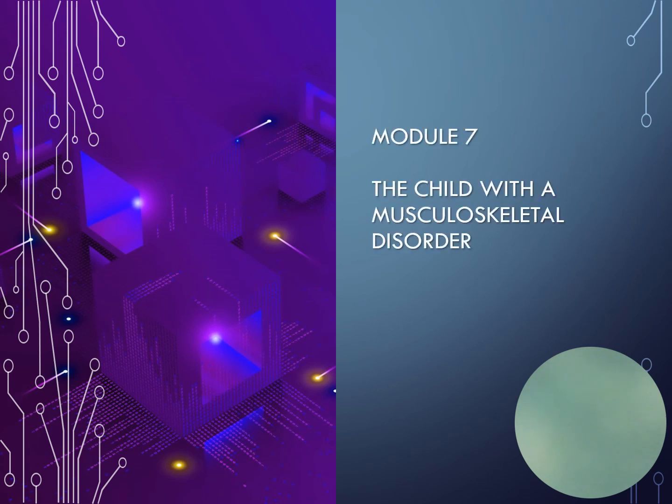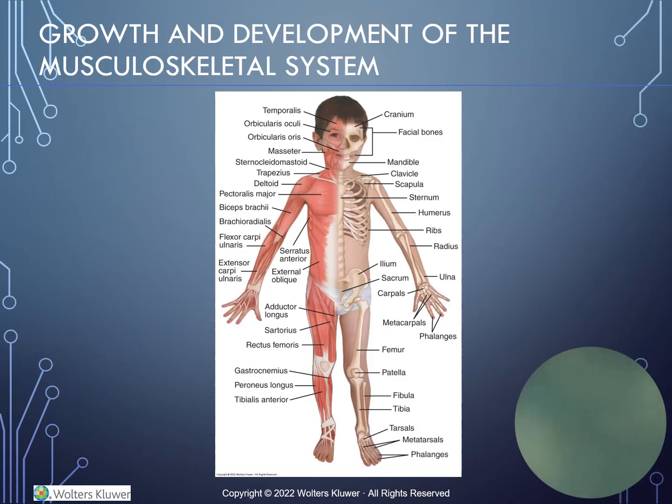Module 7. The child with a musculoskeletal disorder. With the growth and development of the musculoskeletal system, we see the long bones growing from the diaphysis to the epiphysis. I'm sorry, my tongue is just not working right today.